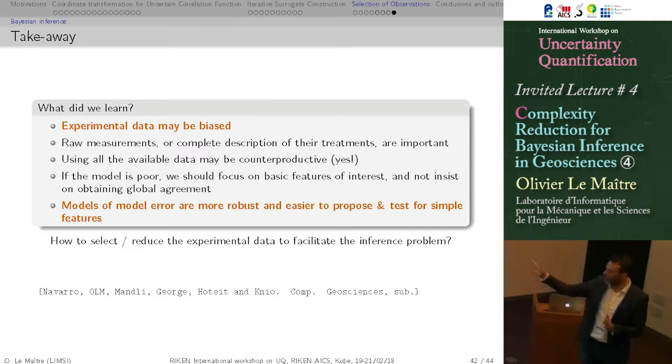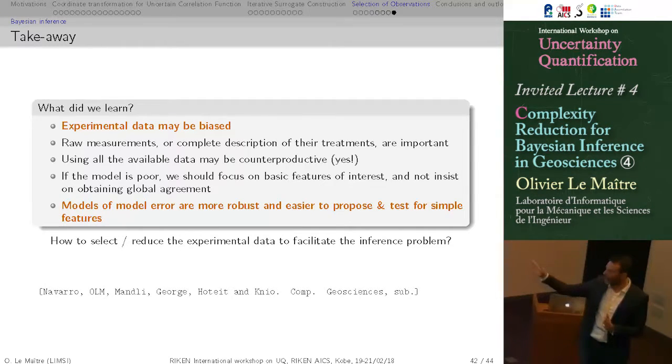So having the raw measurements or complete description of their treatment is something that can be very valuable. Okay, and actually, we would really have liked to have the whole measurements to estimate time correlation to improve the noise model, for instance, but this was not possible.